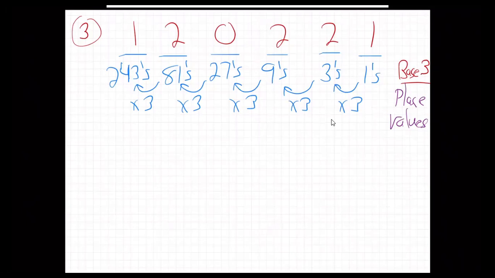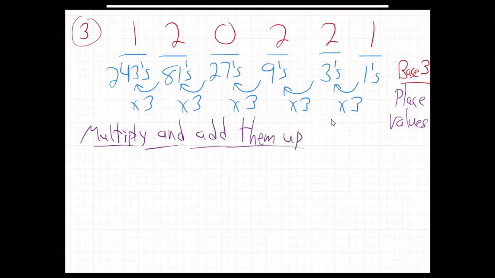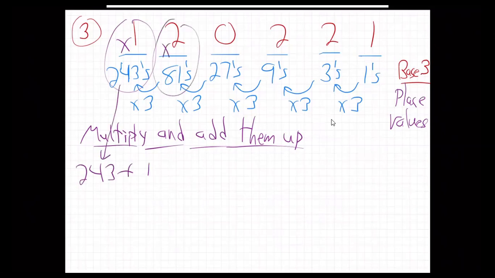So now we multiply and add them up. I go 1 times 243, because I have 1 in the 243's place. Well, that's just 243. And then 2 in the 81's place. What's that, 162? Because that's what that means. Is that making sense? It's 2 in the 81's place, so 2 81's is 162.